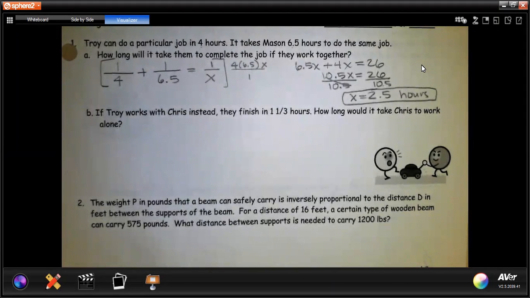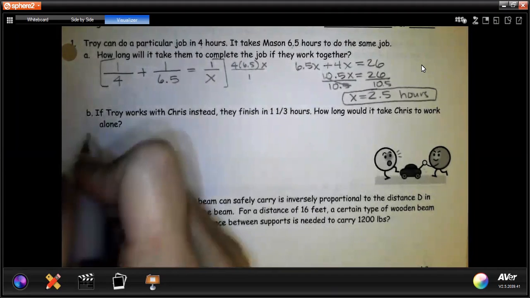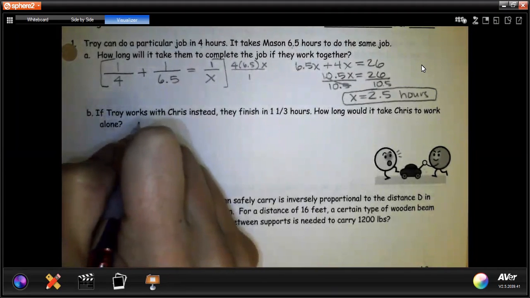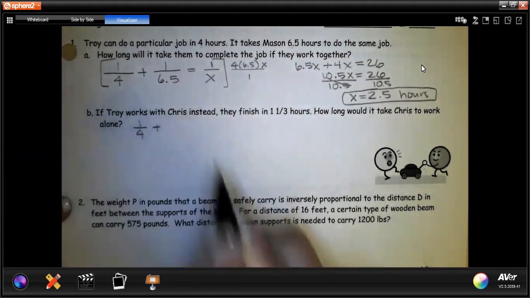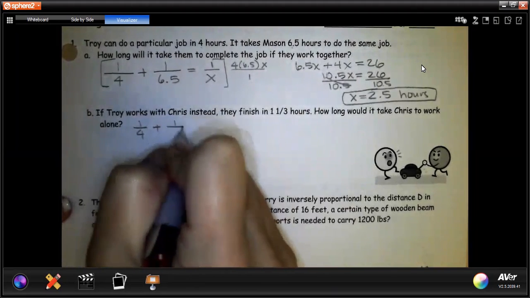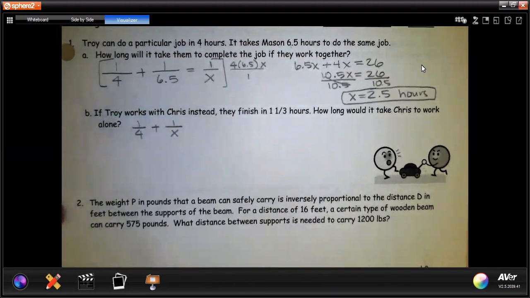All right, the second one says if Troy works with Chris instead, they finish in 1 1/3 hours. How long would it take Chris to work alone? So in this case, we know that Troy worked at a pace of 1/4. We don't know how long Chris takes, so his one job is going to be over X hours.